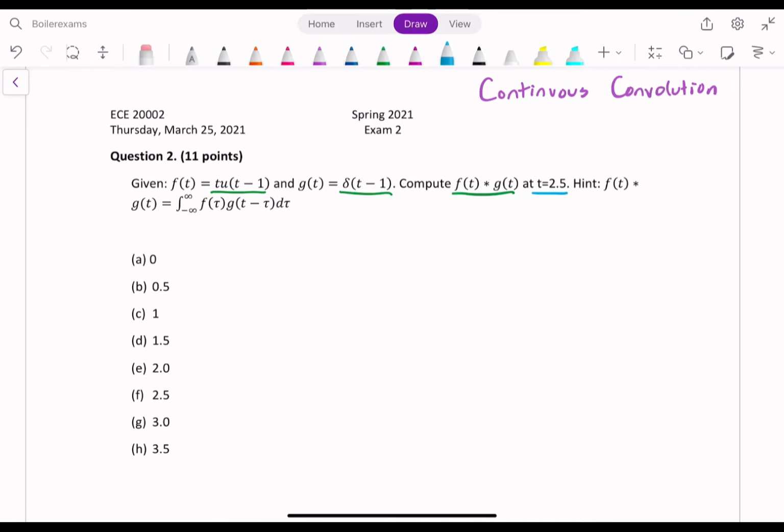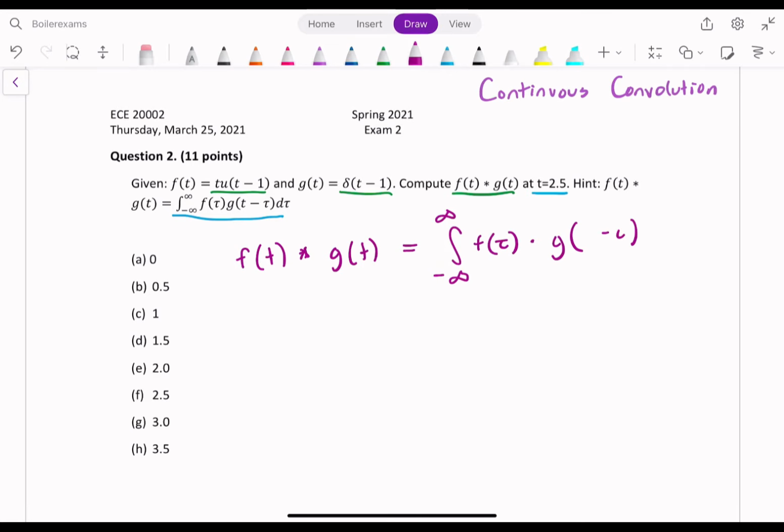They have given us the convolution integral, so we are going to plug in our values of f of t and g of t into that integral and then solve when t is equal to 2.5. That's it. So I'm just going to rewrite this. F of t convolved with g of t is equal to the improper integral from negative infinity to infinity of f of tau, which is just f of t plotted on the tau axis with tau replacing t, multiplied by g of t manipulated into g of t minus tau, right?